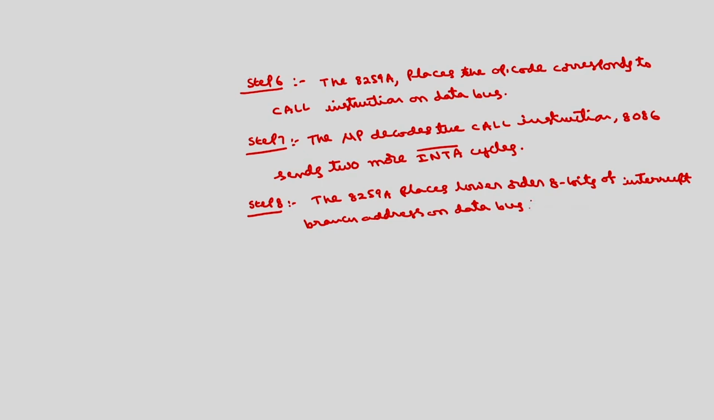This is during the second INTA bar cycle. So, this total 16 bit address it will send in 2 INTA bar cycles. The first INTA bar cycle is the acknowledgement to that particular interrupt request. In response to the second INTA bar, 8259A places the lower order 8 bits of the interrupt branch address.